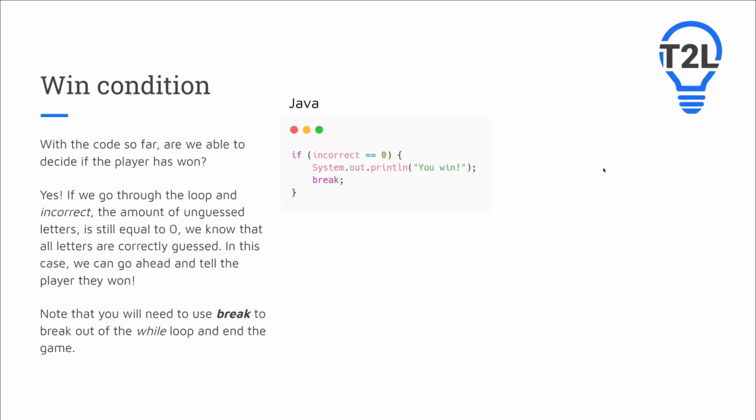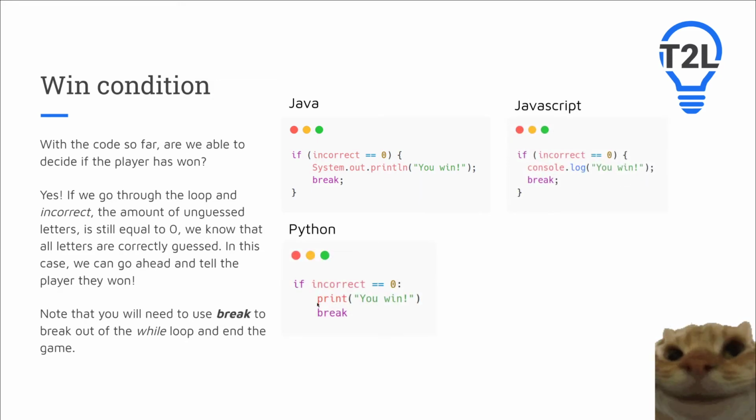Cool. So with Java, if incorrect equals 0, then you just System.out.println you win and break. JavaScript, same kind of thing with console.log. In Python, you just want print you win and then break.